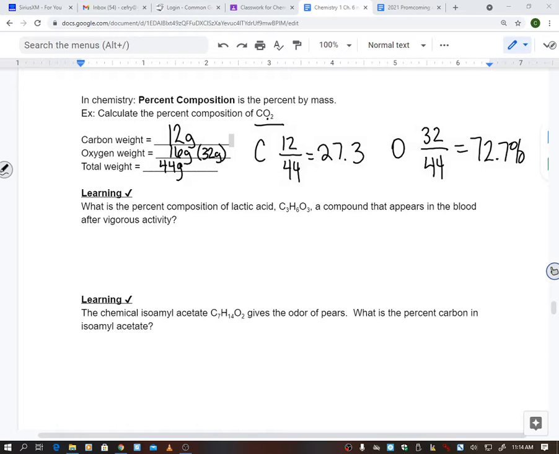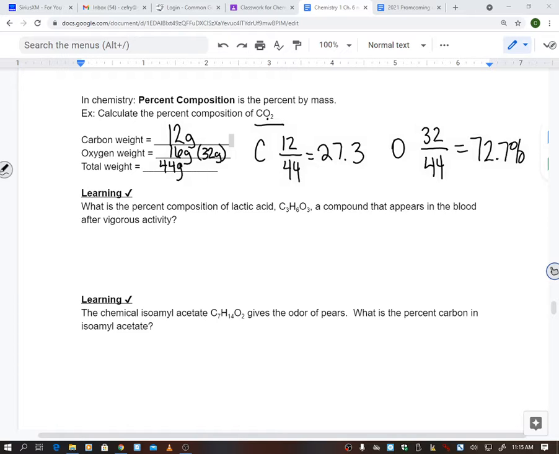Alright, so let's do the learning check here. What is the percent composition of lactic acid, which is C3H6O3, a compound that appears in the blood after vigorous activity? So if you'll notice that in chemistry, they give you a lot of extra information that you just don't need, right? Like I don't need a lot of that.